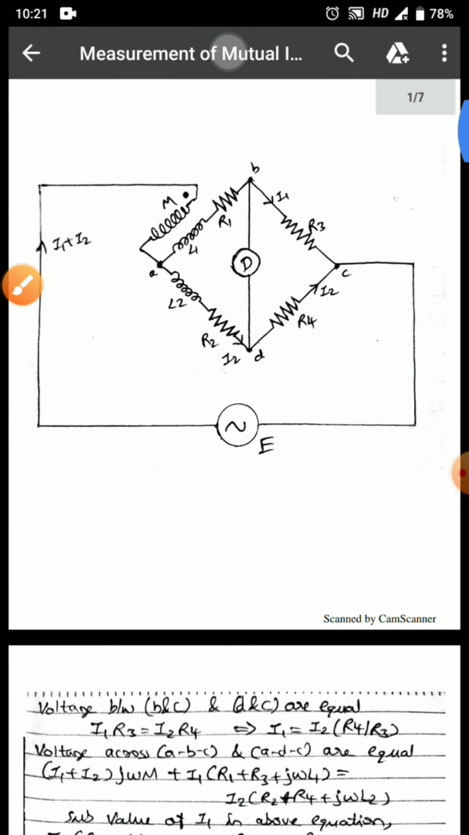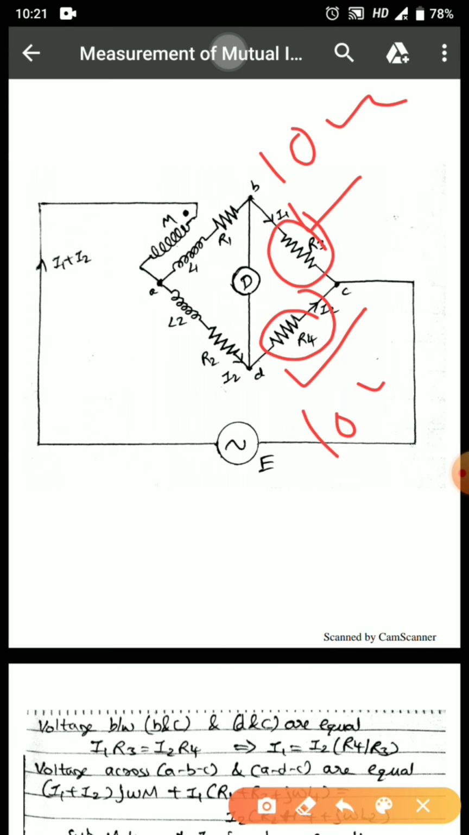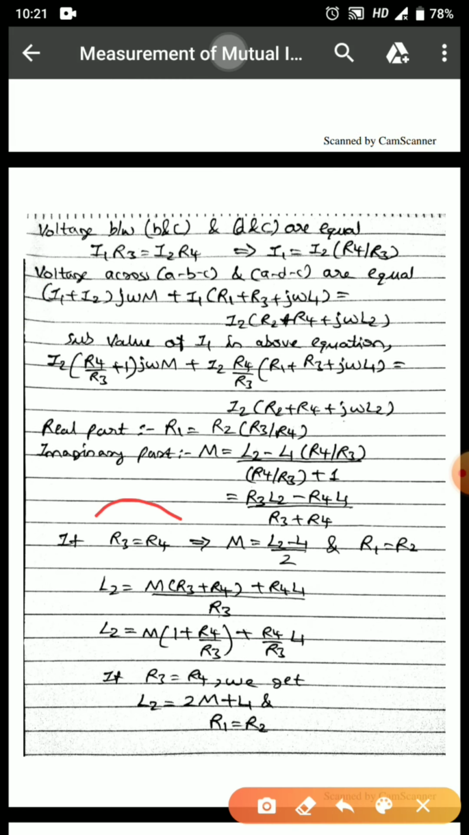Now if I consider the R3 resistance and R4 resistance to be equal, these are known values of resistances that I am connecting. I'll select them to be equal, for example 10 ohm and 10 ohm. If I select this, then R3 and R4 become equal, and R3 plus R4 will become 2.